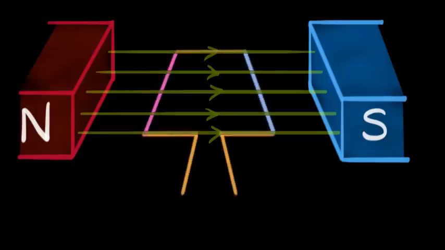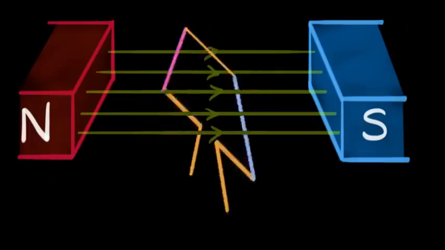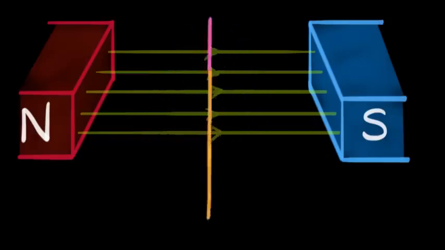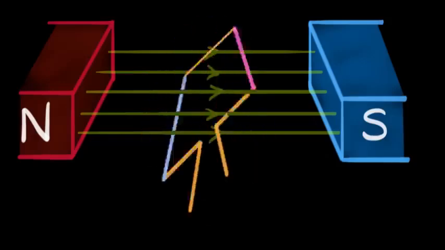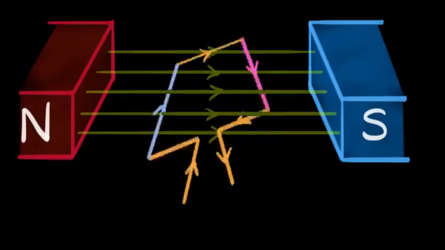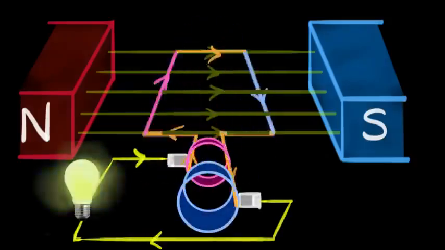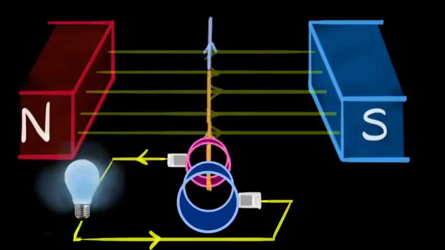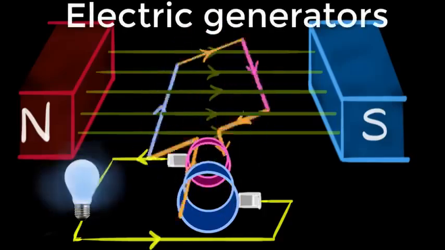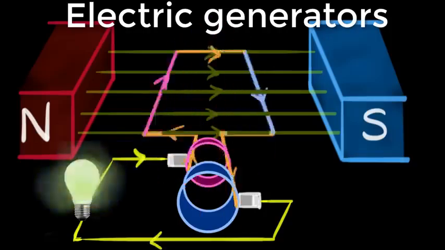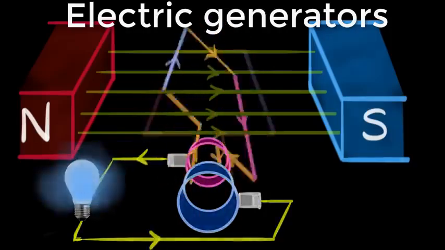So all we have to do is attach a coil of wire to these giant turbines and place them inside a magnetic field. As the turbine rotates, the coil starts rotating and the wires start moving up and down inside the magnetic field. That produces the electric current. And this can now be used to light up things. These devices are called electric generators. They convert spinning or mechanical energy into electrical energy. So let's look at them in detail now.